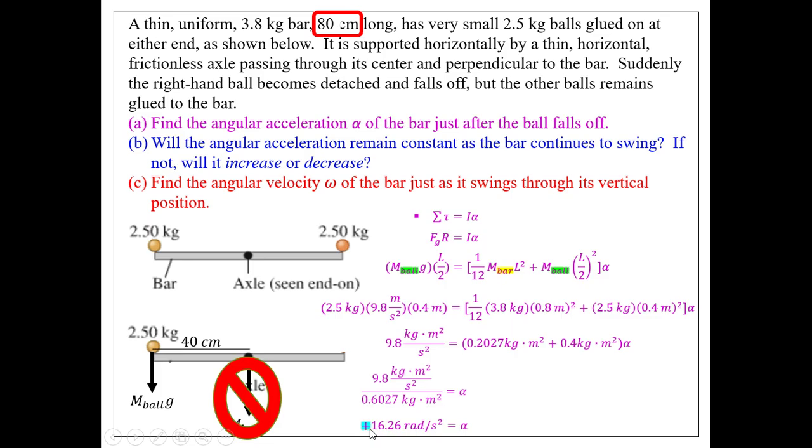So here I put a plus sign because by convention, going counterclockwise is positive. If you visualize this, if the ball on the right side drops, the rod-ball system here will swing in the counterclockwise direction, and we'll take the counterclockwise direction to be positive. And that's it. So the direction here is positive, and the magnitude is 16.26. The unit is rad per second squared because we're finding angular acceleration.